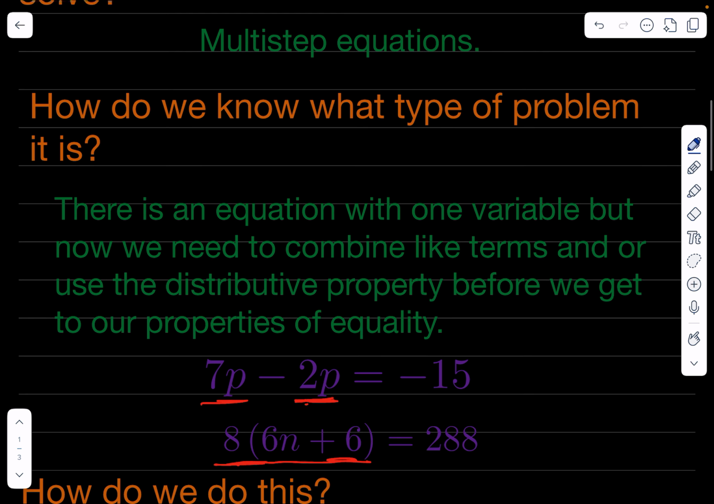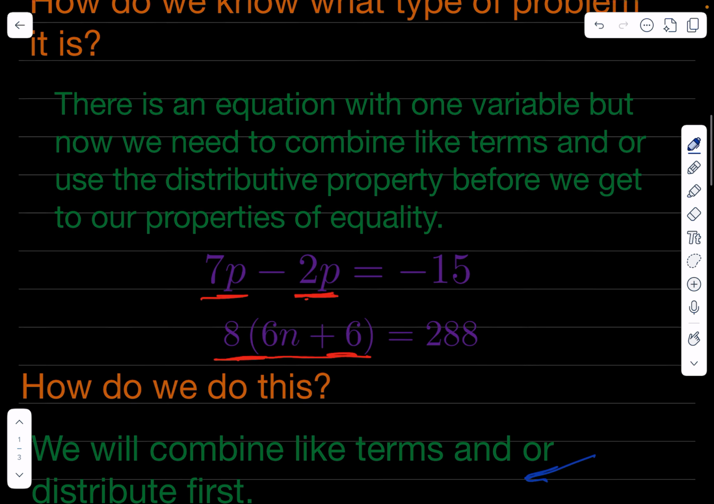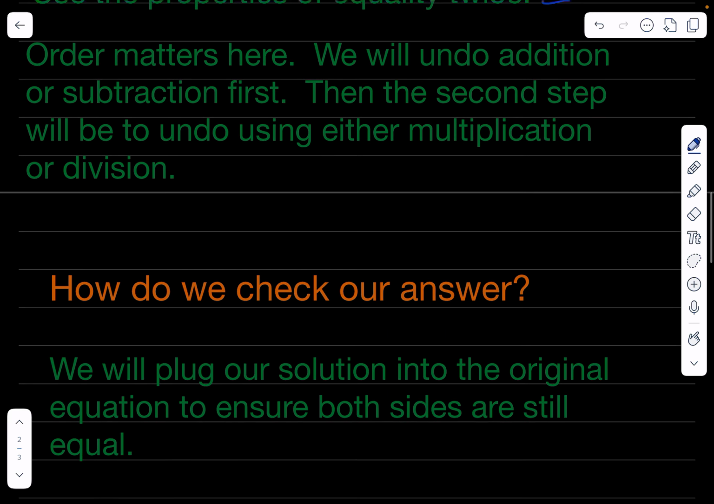How do we know what type of problem we are trying to solve? How do we know what type of problem it is? How do we do it? And then how do we check our answer?